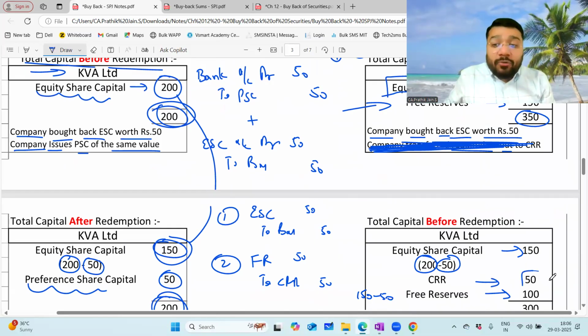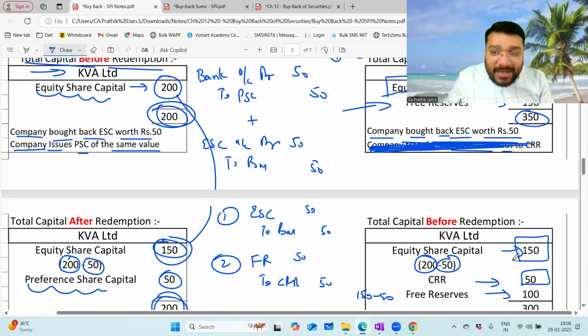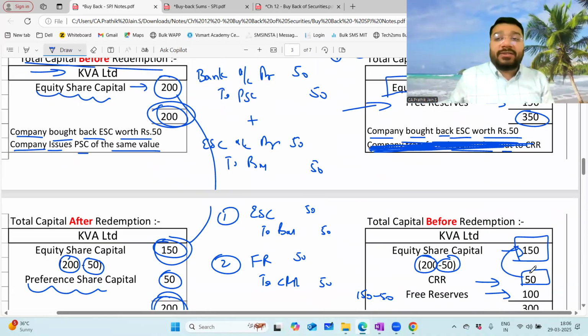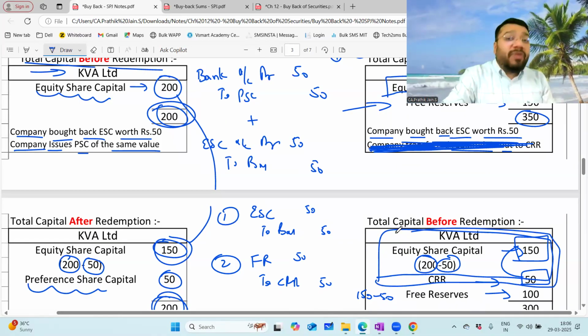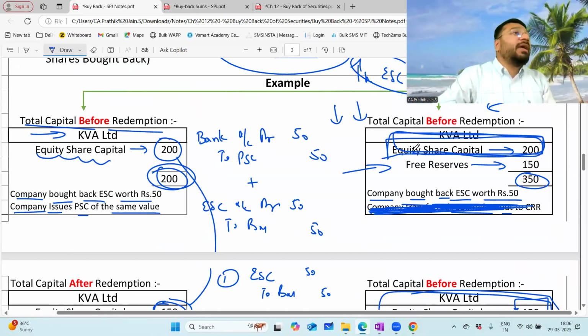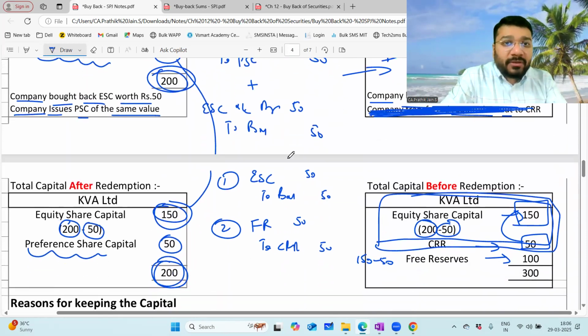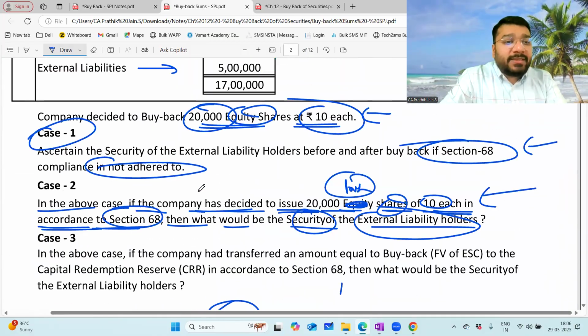CRR. So now 50 rupees is nothing but future capital which will be issued in the form of bonus, plus current capital 150. Both put together, how much? 200. So now if I add these both, the total capital base is 200 after redemption, and here also the total capital is 200 before redemption. Hence the capital has been kept intact. Any problem here? Now let's come back and see the same question, case 3.